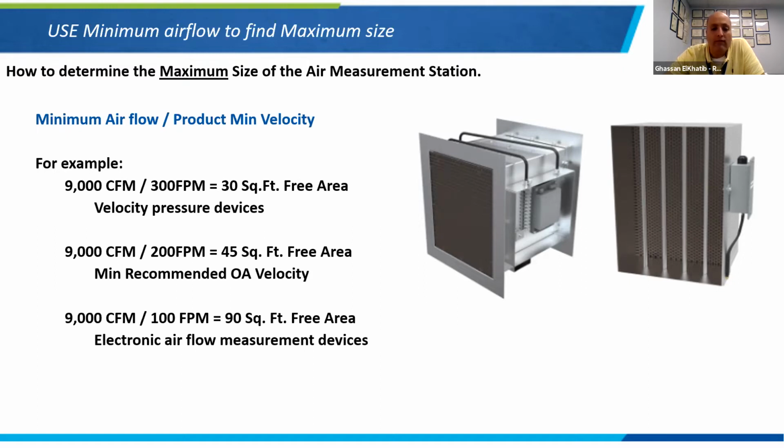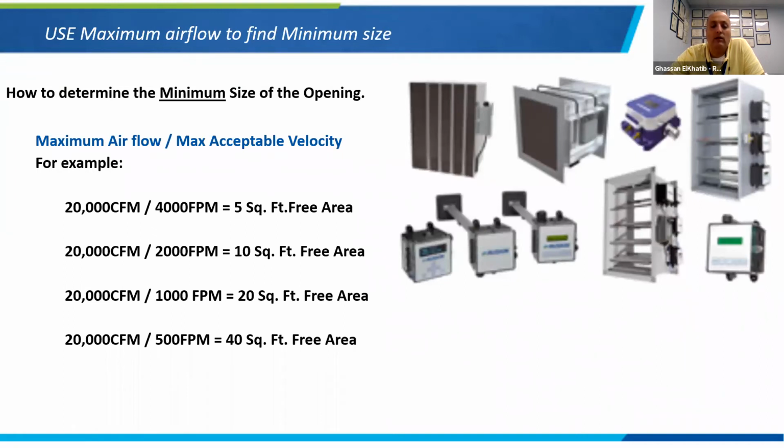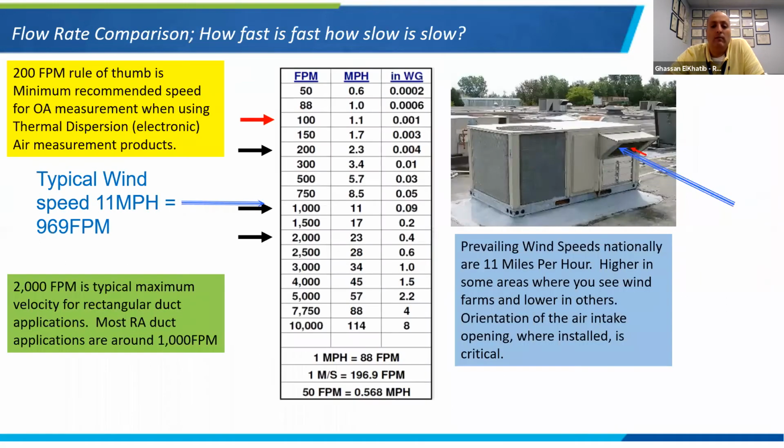Obviously, sometimes you don't have the luxury of using that big of a free area, so you might start to increase your velocities, and you can see the range of the minimum to maximum. Now, keep in mind, like Salt Lake City, I'm not sure about the wind velocities, but typically in most of the US we're looking at 11 miles per hour. That's the prevailing wind speed. And when you do the conversion, that's about 1,000 feet per minute.